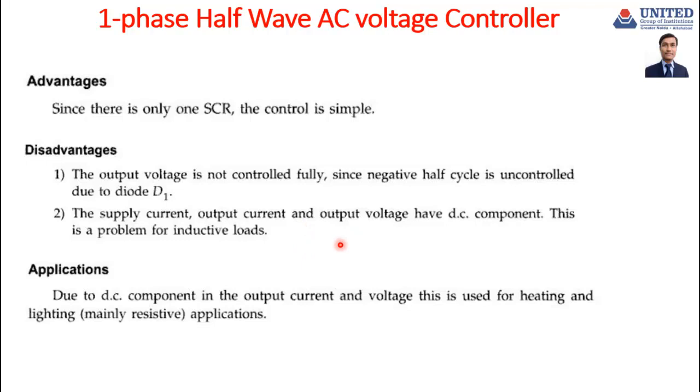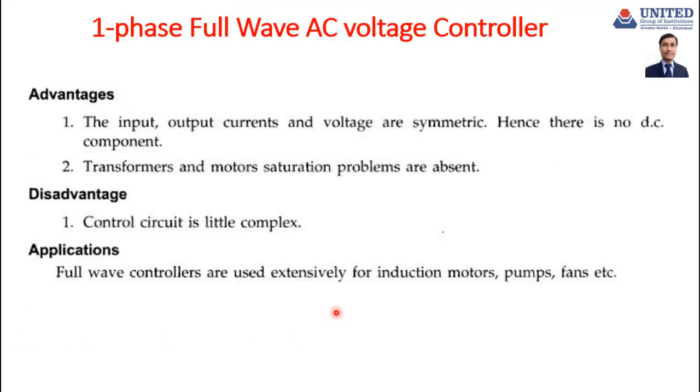So these are the disadvantages of this AC voltage controller, and due to the DC components in the output current and voltage, it is basically used for heating and lighting applications. Now move to the next slide.